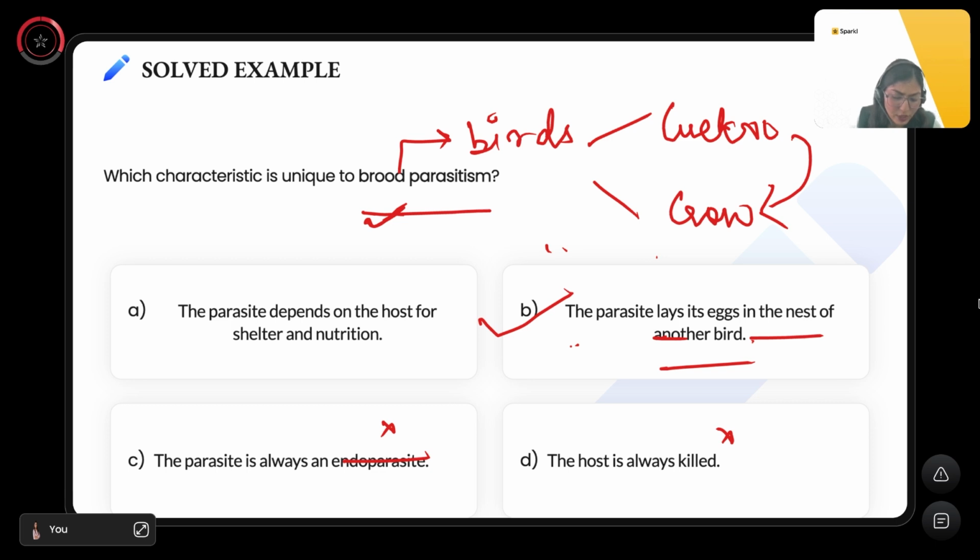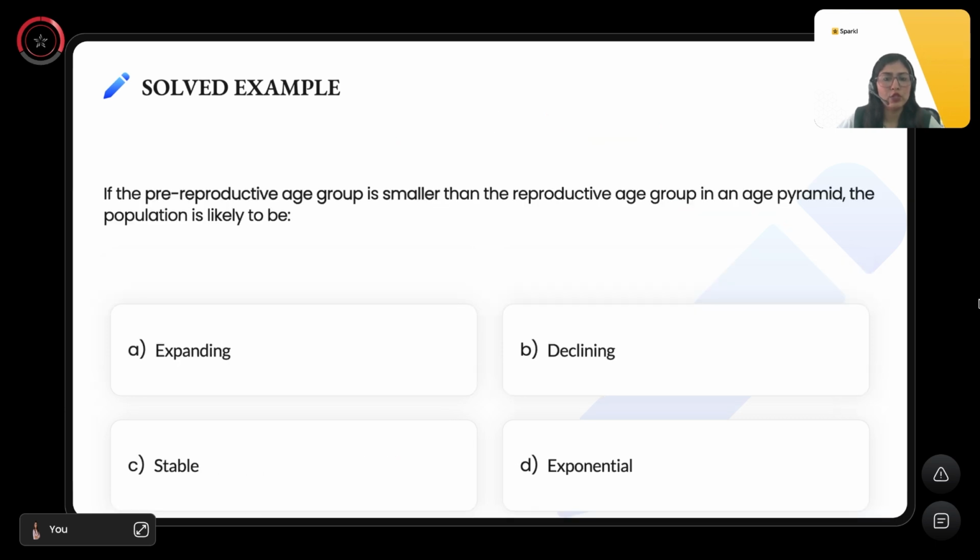So it is simply tricked into expending, the crow is tricked into expending energy to raise progenies of cuckoo. That's it. It is not killed. Clear? Let us move on to the next question.